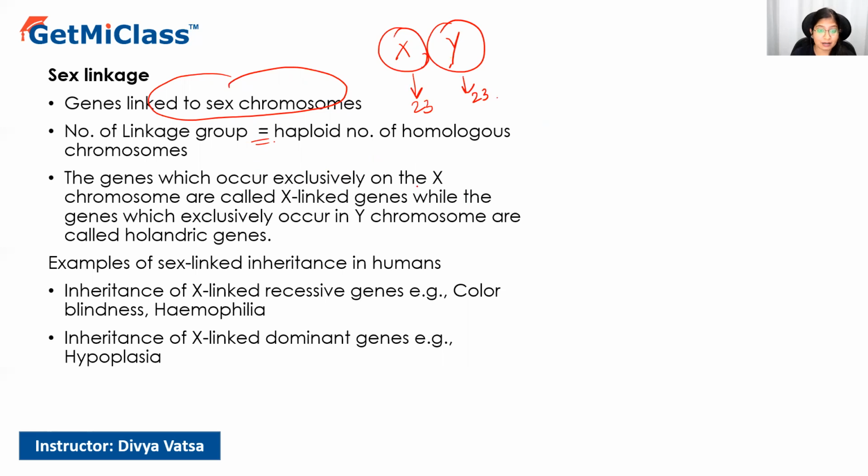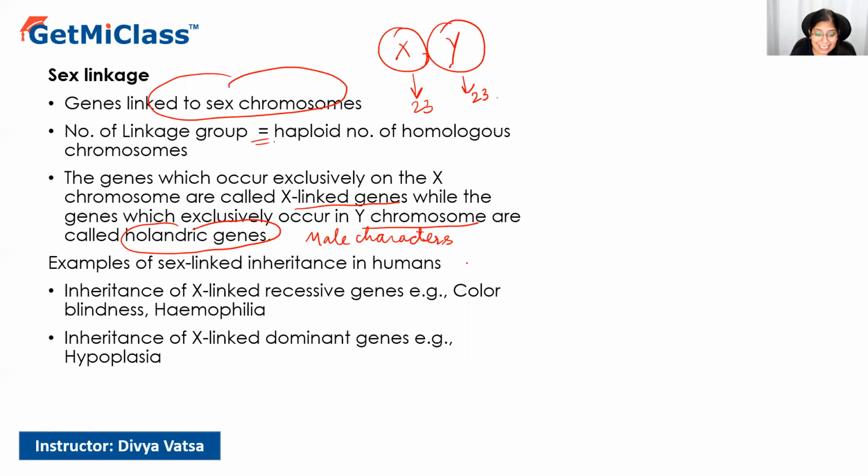The genes which occur exclusively on the X chromosome are called X-linked genes, and those present on the Y chromosome are called Y-linked genes, or Holandric genes, because they carry the male characteristics. So male characteristics are also called Holandric genes.